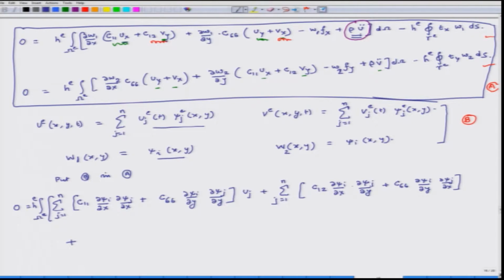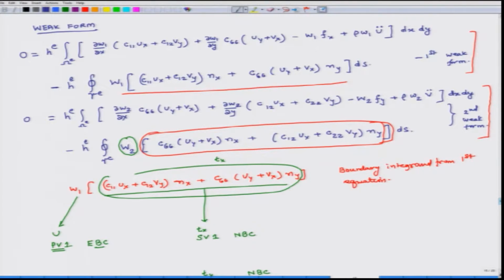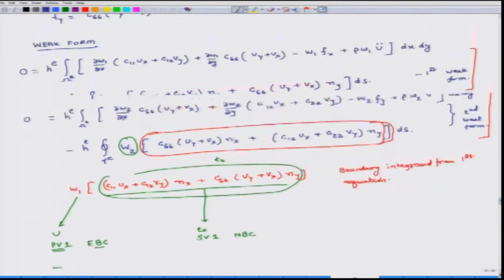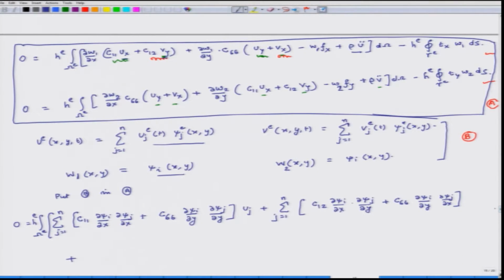Then I get a third term related to this inertial term. Oh, I am sorry, I should have multiplied this by W1. In this earlier equation the entire expression is being multiplied by W1. So, we missed writing W1 here, and we also missed writing W2 in the second equation. So, there was an error there.